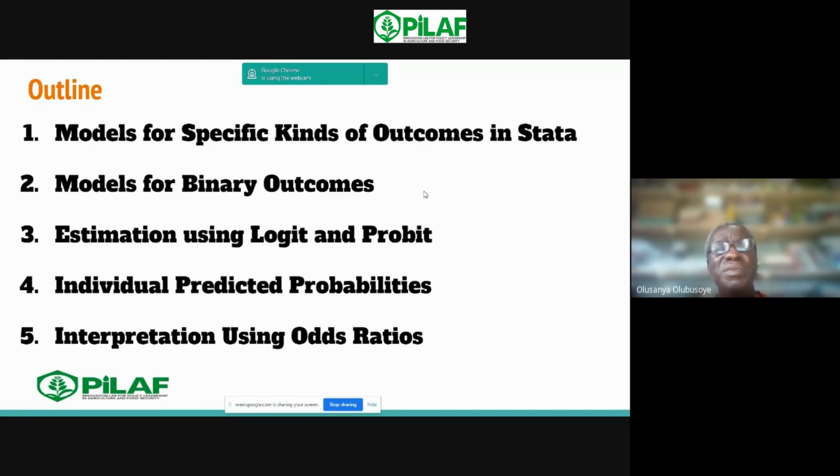Then, two models for binary outcomes. This will narrow down from general to specific. We will now look at binary outcomes in particular. Of course, it's also the basis. After binary, you have outcomes with more than two levels. Then we will do estimation.